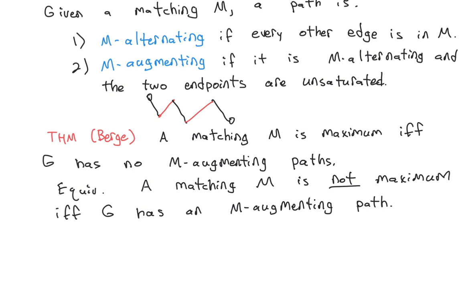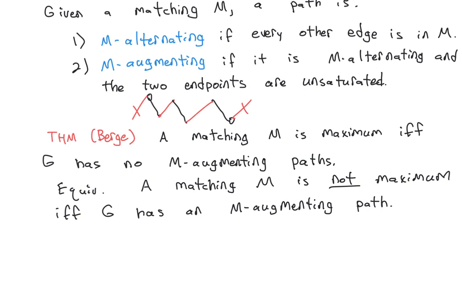But more importantly, that also means that there's not a possible red edge attached to either of them, because if there was a red edge, then you could actually extend the alternating path to an even larger alternating path. All right, so the theorem is that a matching M is maximum if and only if G has no M-augmenting paths. Or equivalently, if a matching is not maximum, then you must be able to find an augmenting path.